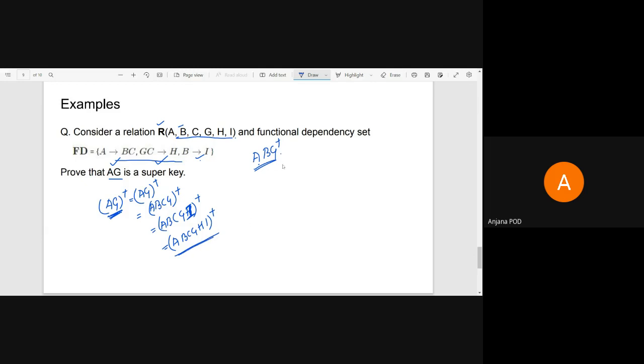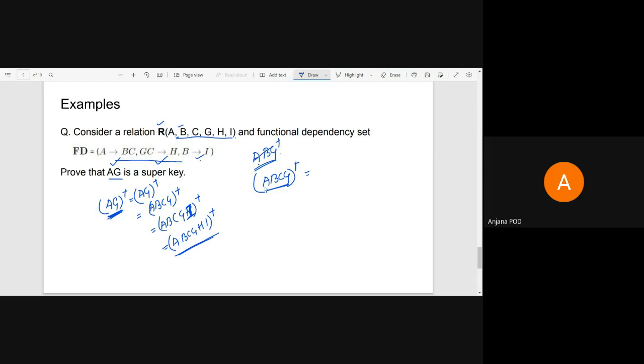Are you getting my point? Can you repeat that? Yes, say for example we have ABCG. We are taking the closure of ABCG. So we have already got the super key, right? AG is a super key, and AG is a subset of ABCG, right?